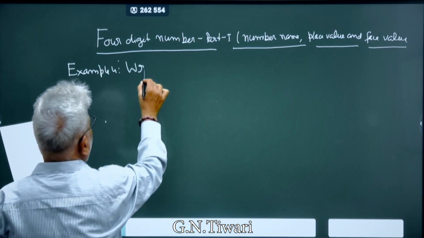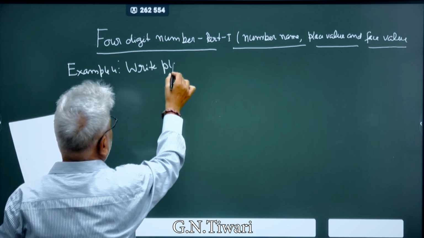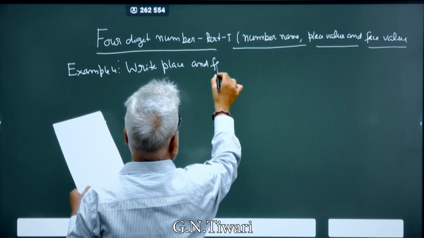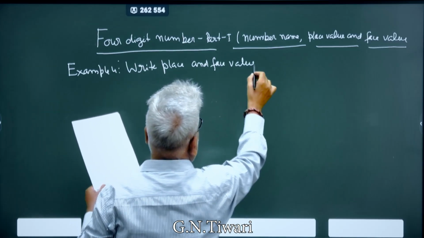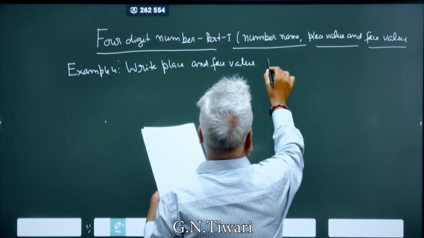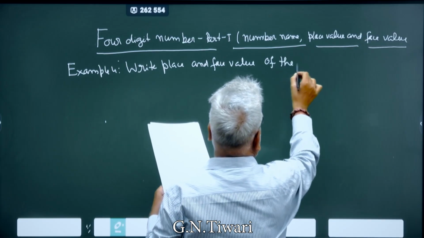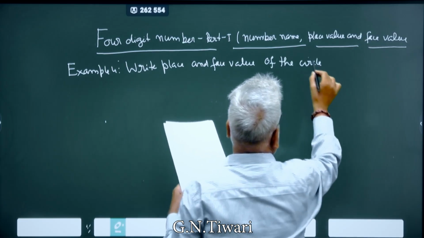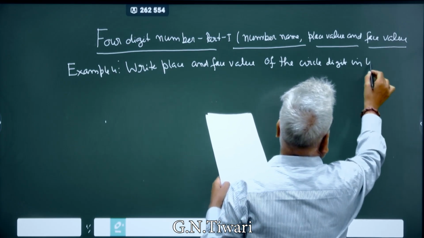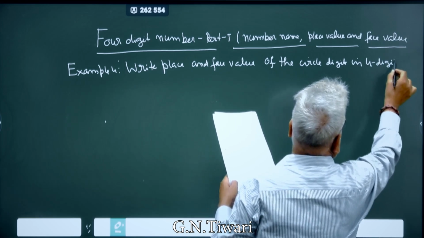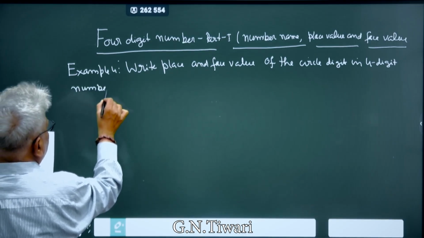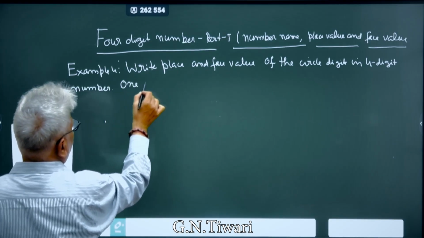Write place value, which I have already done earlier also, and face value of the circle digit in 4-digit number. 4-digit number. One is done for you.